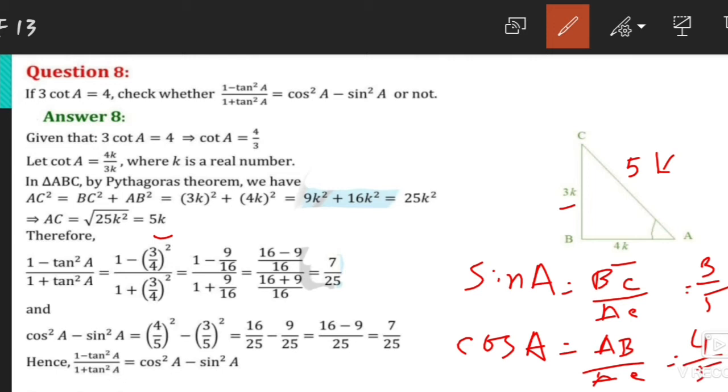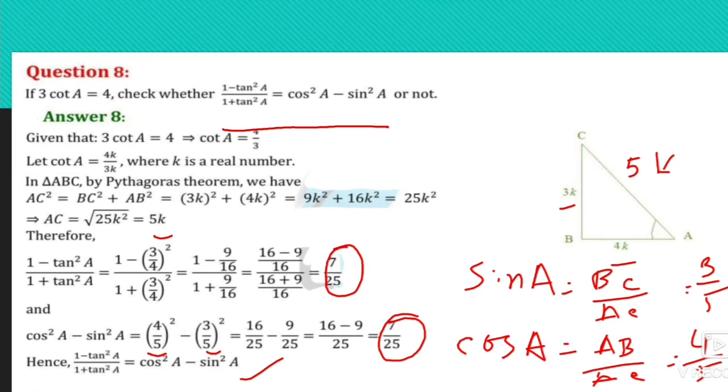Put the values in place of cos square A and sin square A. If you do the calculation, the value will again be 7 by 25. So for both the cases, for RHS and LHS, the value is 7 by 25. So you can write this is equal to this one. (1 minus tan square A) by (1 plus tan square A) is equal to cos square A minus sin square A. This expression is true. This is all about question number 8.